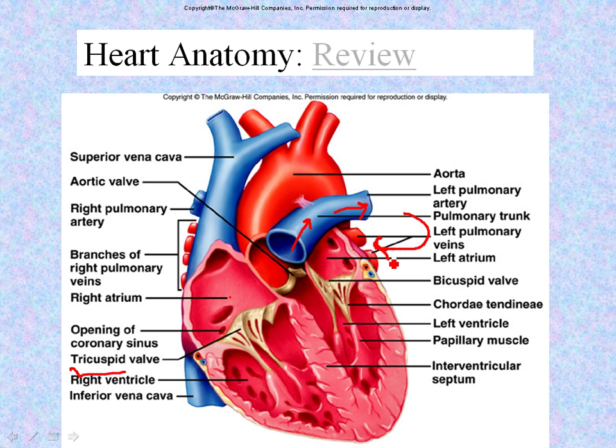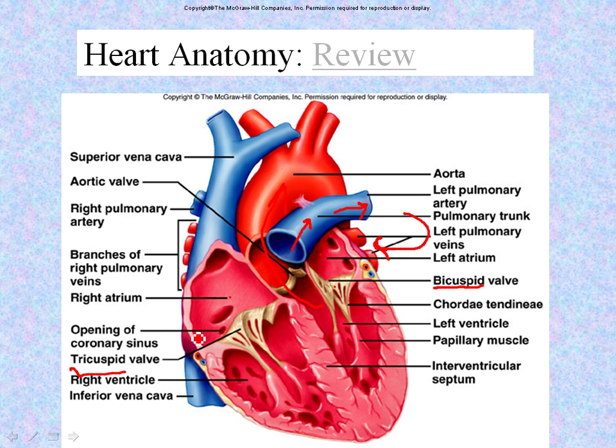Okay? Now those pulmonary veins are going to drain into the left atrium, which is going to go through the left AV valve, also known as the bicuspid valve, down into the left ventricle. From the left ventricle, it's going to send it out, the largest artery in the body, which is called the aorta. You see the arch of the aorta there.